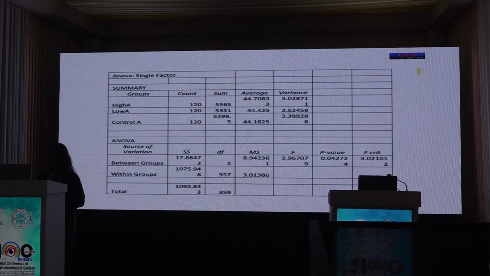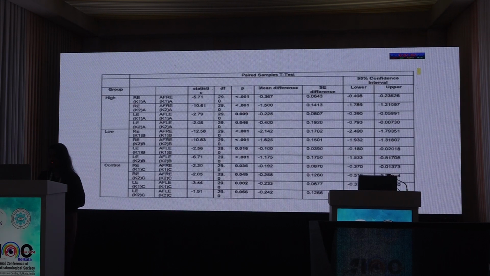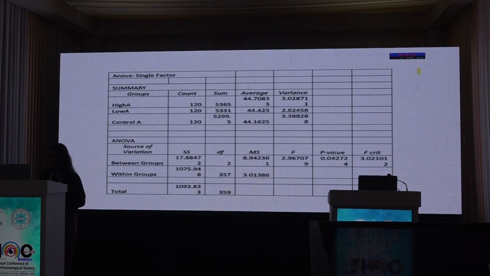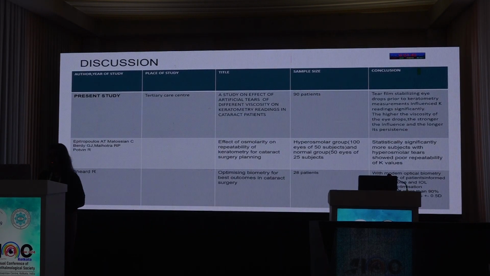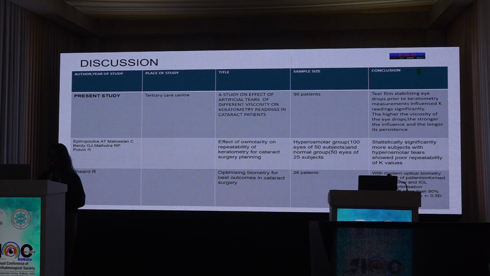In the paired sample t-test, within the groups, the p-value is less than 0.05, hence it is statistically significant. In the ANOVA test, between the groups, the p-value is less than 0.05, hence it's statistically significant. Coming to the discussion, the present study was done in a tertiary care center, a study on effect of artificial tears of different viscosity and keratometry readings in cataract patients. The sample size was 90 patients.